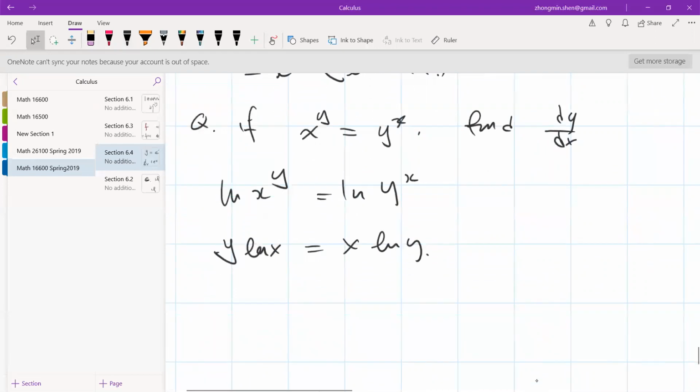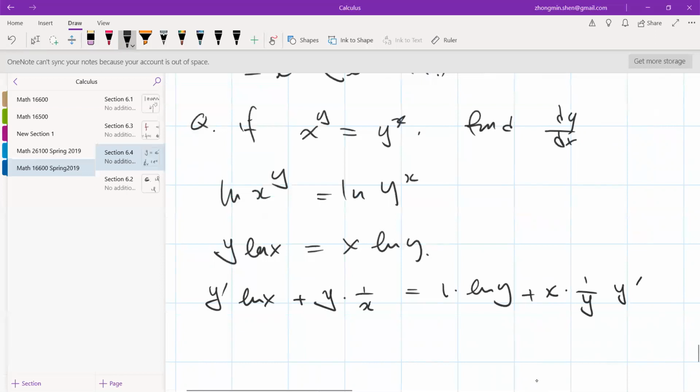When you differentiate, you will get the derivative of y with respect to x. So let's differentiate by the product rule. It'll be y prime times natural log of x plus y times 1 over x. That's the left hand side. The right hand side is 1 times natural log of y, plus x times 1 over y, y prime.